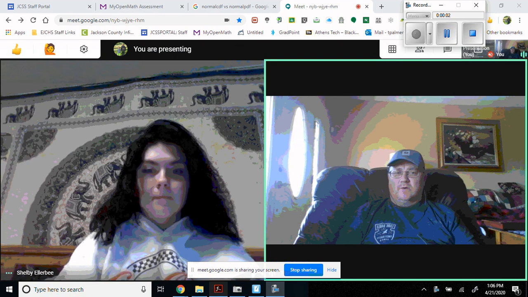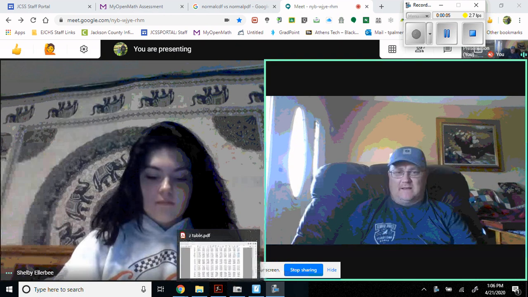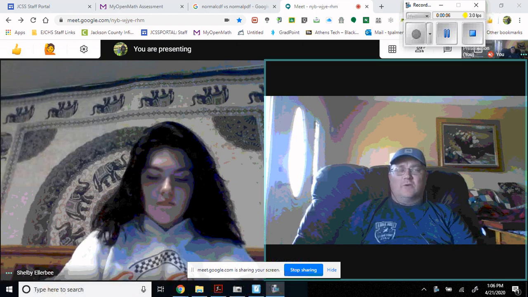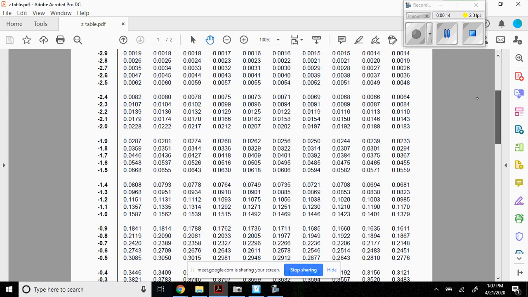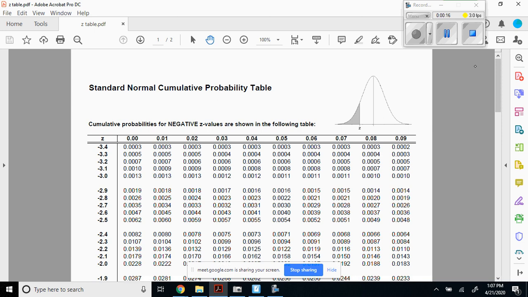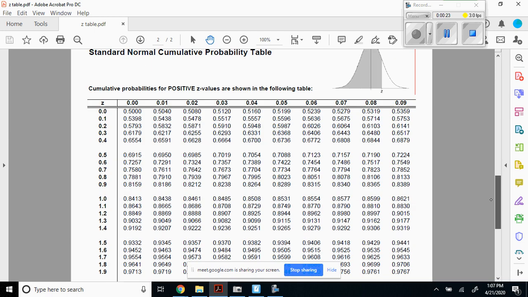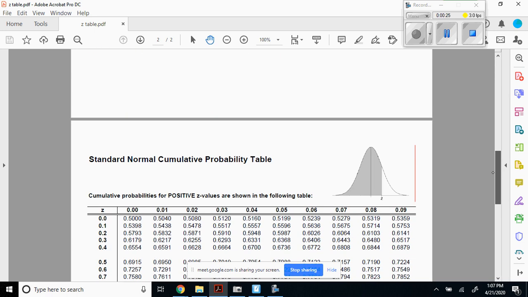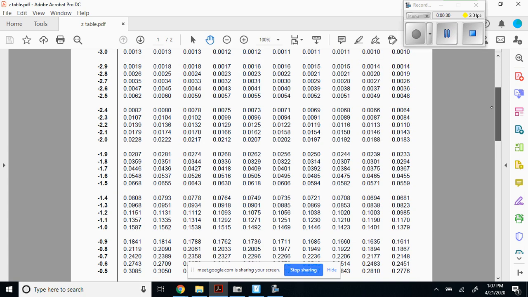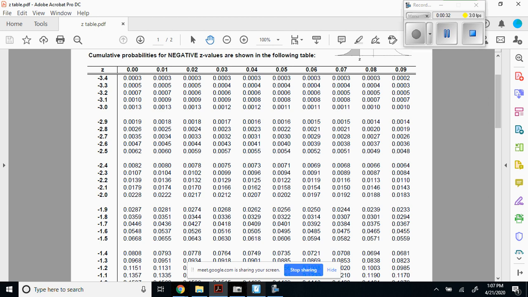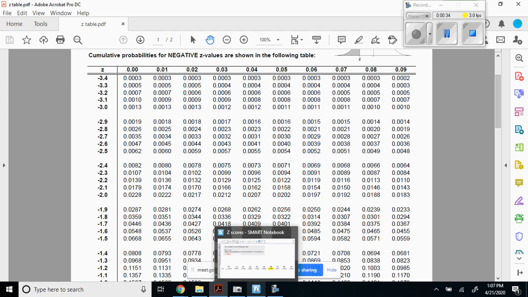Okay, so today we're going to look at z-scores and stuff like that. If you go to Canvas, there's a PDF that says standard normal cumulative probability table. It's z-scores, right? They're negative and they are positive, and they are the area underneath the curve. So I want you to make sure you have that, print that out, or reference that.